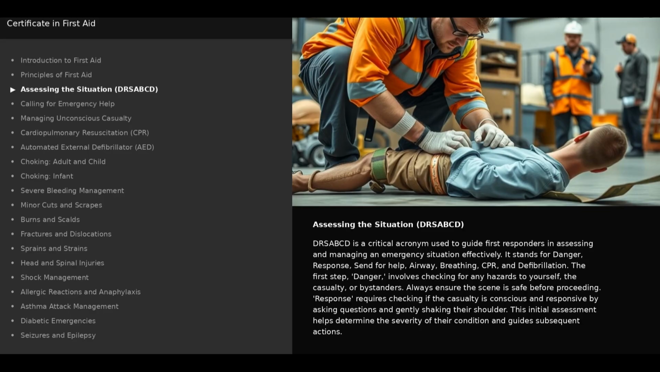The first step, danger, involves checking for any hazards to yourself, the casualty, or bystanders. Always ensure the scene is safe before proceeding. Response requires checking if the casualty is conscious and responsive by asking questions and gently shaking their shoulder. This initial assessment helps determine the severity of their condition and guides subsequent actions.